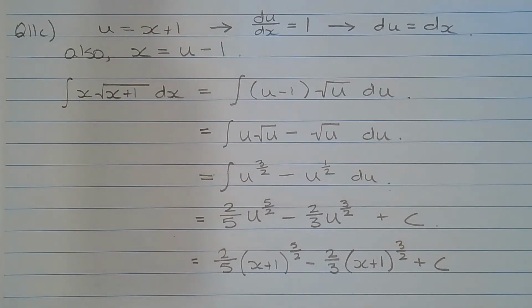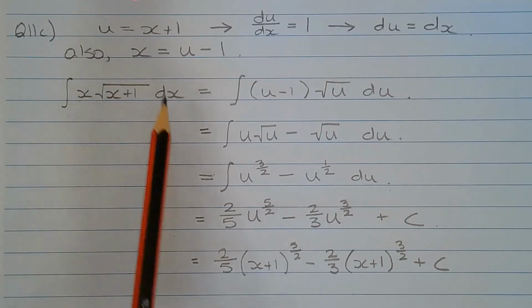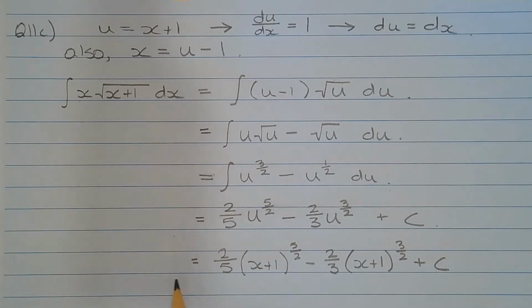plus c. And substituting out the u and substituting in its place x + 1, since the original integral is with respect to x, that equals 2/5 multiplied by (x + 1)^(5/2) minus 2/3 multiplied by (x + 1)^(3/2) plus c.